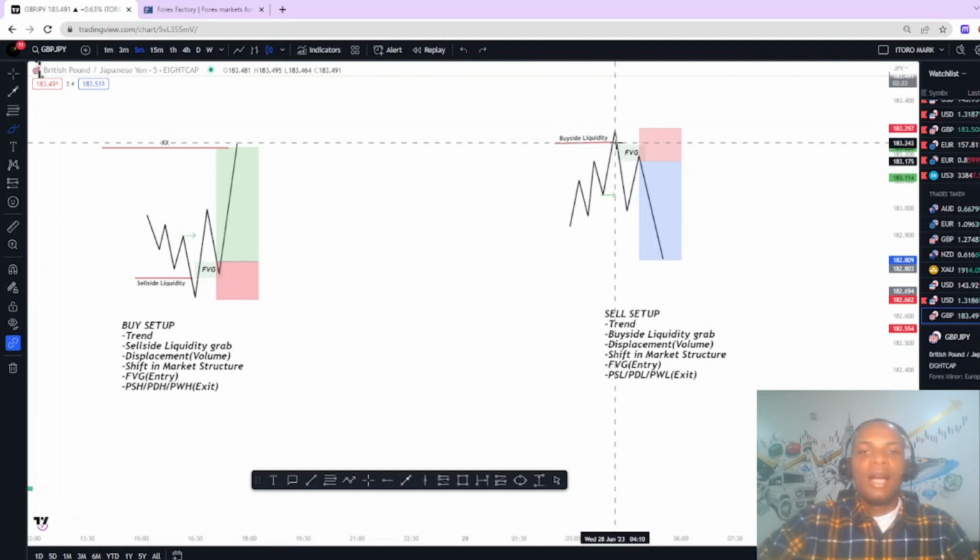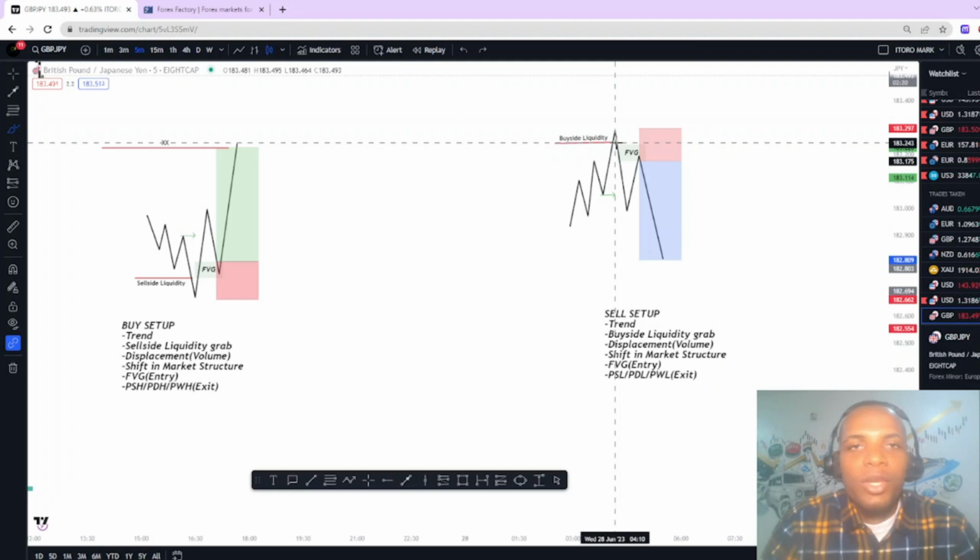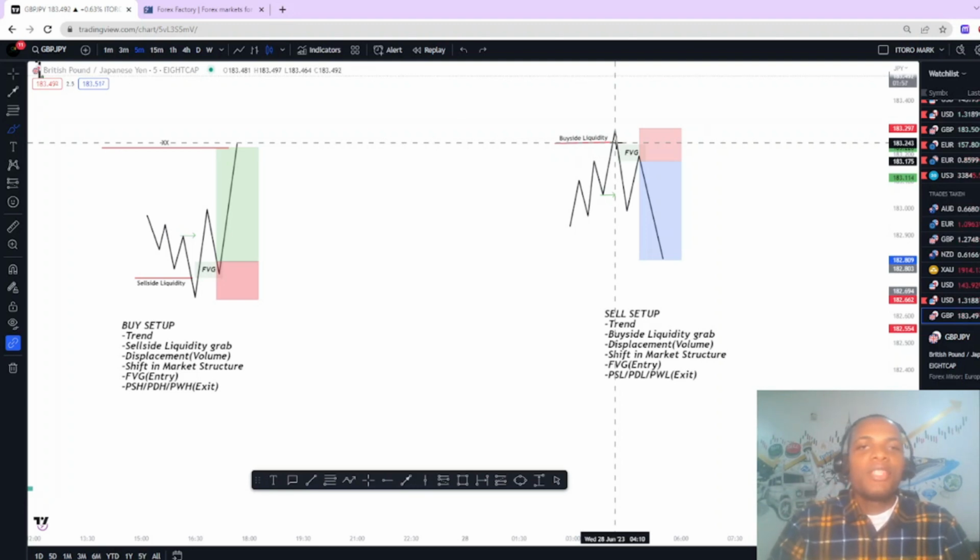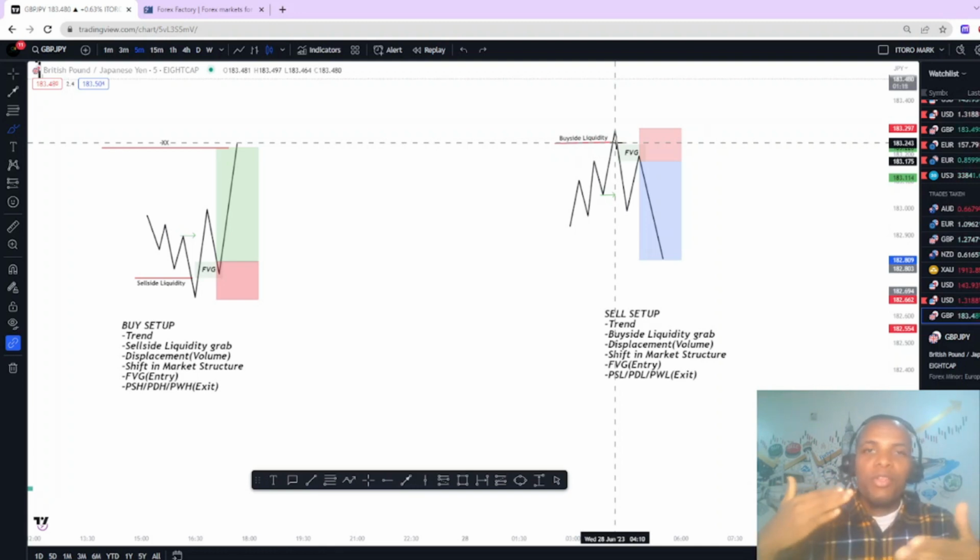And then if you are selling, you want to see buy side liquidity being grabbed. Do you understand me? And also, there are different types of liquidity, but this setup on the chart forms at a particular liquidity area: previous session high, previous day high, and previous week high, or the previous session low, previous day low, and previous week low.